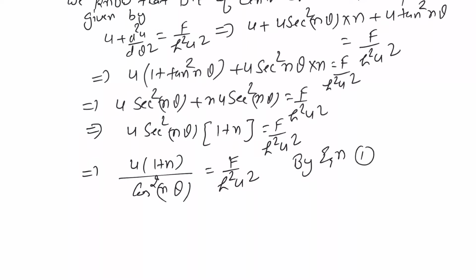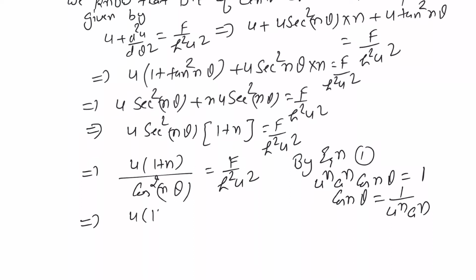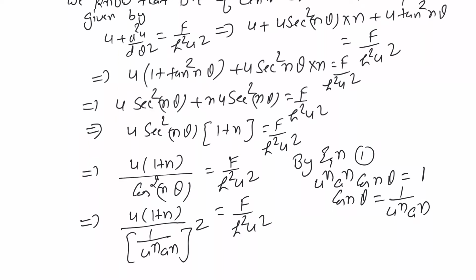By equation 1, we have u^n a^n cos nθ = 1. So cos nθ = 1/(u^n a^n). Now substituting this value over here, we get u(1 + n)(1/(u^n a^n))² = f/(h²u²), and you write by 1.